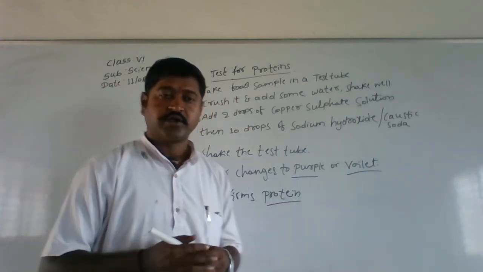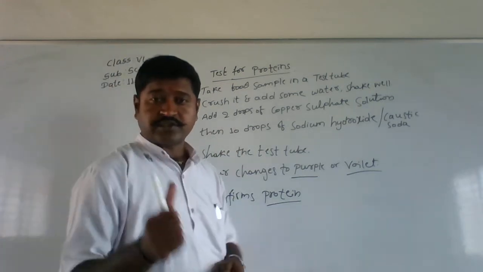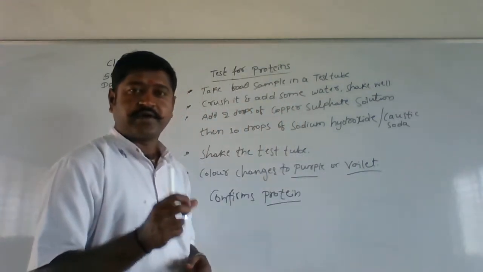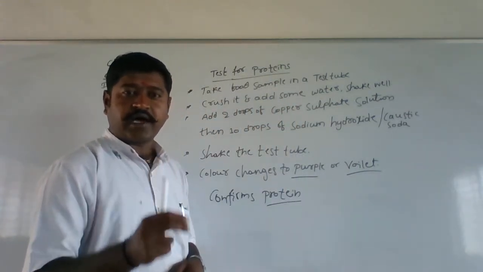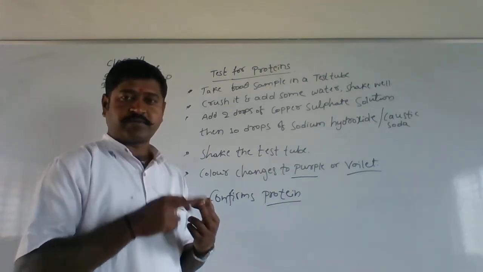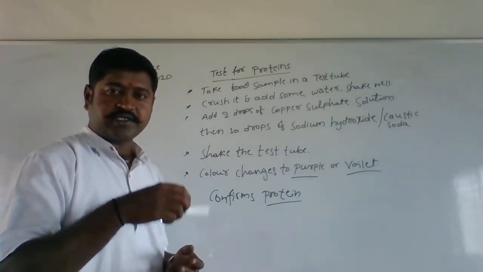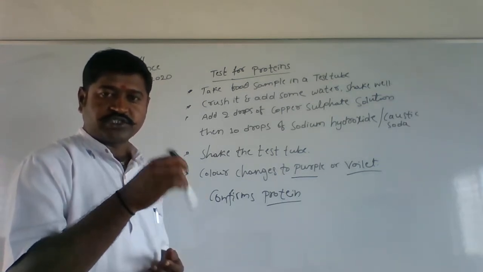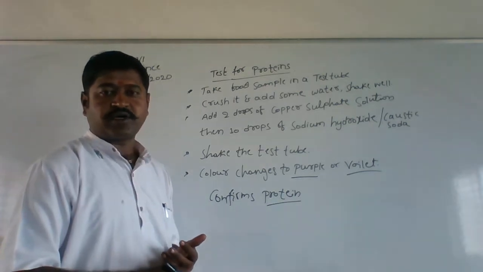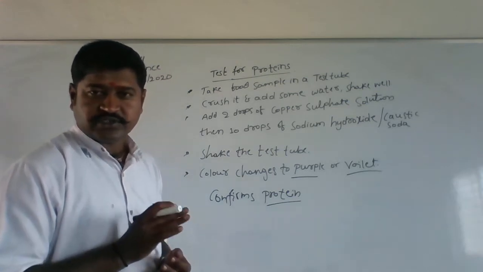Is this clear? So how to test for proteins? First one, take food sample in a test tube, crush it, right? Crush it and then add some water to it and then shake it. So food sample is taken, it is crushed and water is added to it and it is put in a test tube and the test tube is shaken. Once that shaking of test tube is done, what we are doing? We are adding 2 drops of copper sulfate solution.